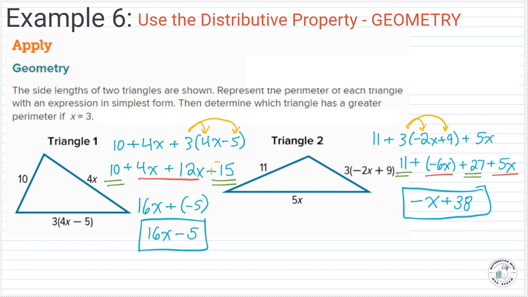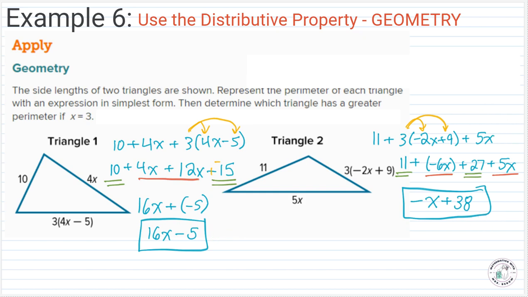So the first part is done. Representing the perimeter of each triangle with an expression in simplest form, check. Now we're going to determine which triangle has a greater perimeter if x is equal to 3. What's really nice is that when we have these simplified expressions, you only have to plug in that x into one spot rather than 2 separate places, or even more, depending on what the problem was. It's really nice to go from an expression that's pretty long to something that now requires essentially 1 or 2 steps to solve.